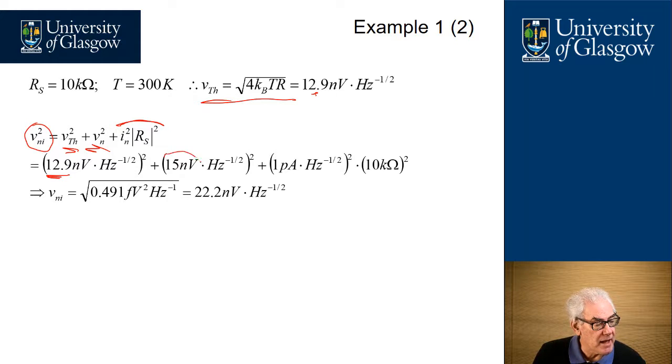Plugging in these numbers, we land up with 12.9 nV per root hertz, which we calculated up here. We have 15 nV per root hertz from the amplifier specification, and we have 1 pA per root hertz multiplied by 10 kΩ, and we take the square of those to get the effective voltage squared due to the noise current flowing into the source resistance. And that gives us a total figure for our circuit here of 22.2 nV per root hertz.